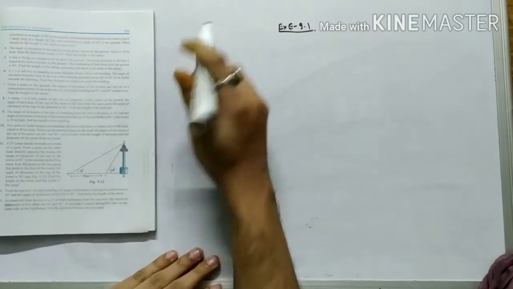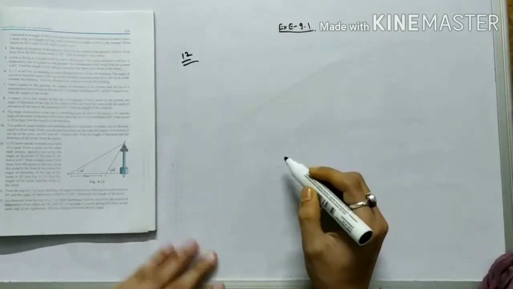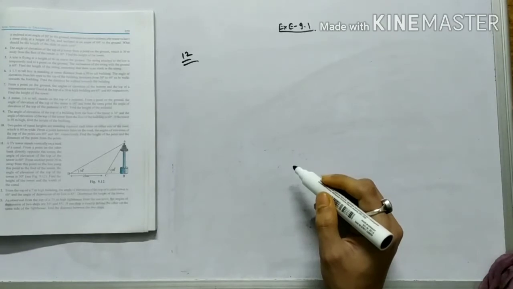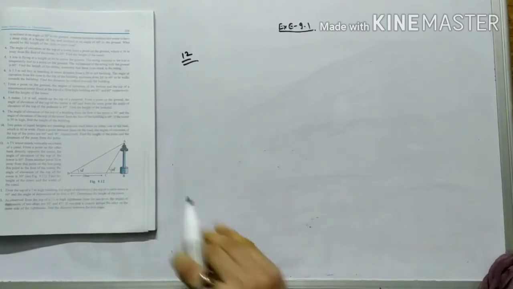Next I will go to question number 12. Question number 12. From the top of a 7-meter high building, the angle of elevation of the top of a cable tower is 60 degree, and the angle of depression of its foot is 45 degree. Determine the height of the tower.